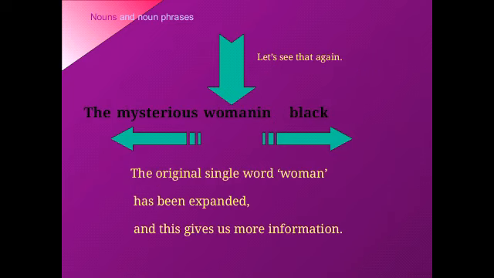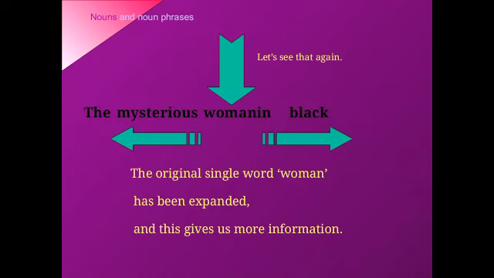The mysterious woman in black. There the noun is woman. And how is the woman being described? The mysterious woman in black. So how is the woman? The woman is mysterious. An article is used, an adjective is used, followed by again an adjective. What is it? In black.